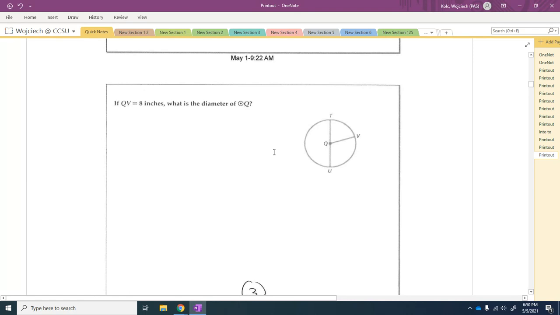Simple example. If segment QV, which is your radius, is 8 inches, what is the diameter of circle Q? Obviously, the radii are congruent, so this is 8 and this is 8. Therefore, diameter is equal to 16 inches.